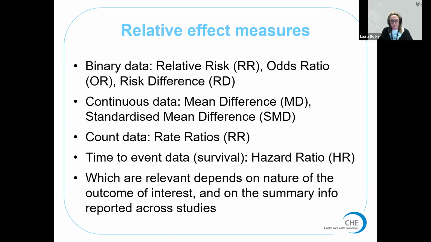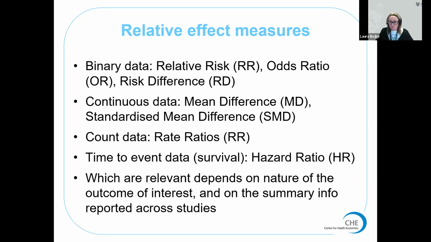And for binary outcomes, the most commonly used measure is something called relative risk. And the relative risk is the ratio of the probability of an event occurring with an exposure, so that's having the intervention, versus the probability of the event occurring without the exposure. So that would be for the comparator group.